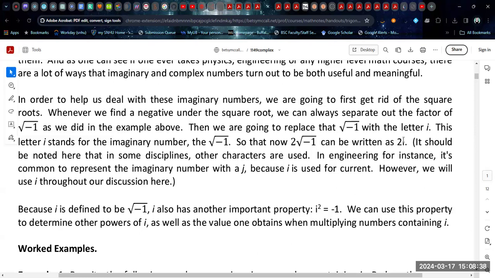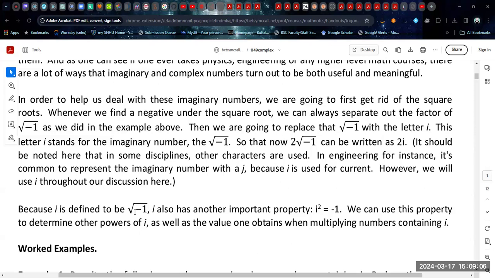Now, sometimes in other disciplines, you'll see other characters used. Sometimes, like in electrical engineering, you may see a j because i is used for current, which is also very common. And so the rules don't really change. It's just the notation may change a little bit. But we're going to use i because that stands for imaginary, and that's what we use in mathematics.